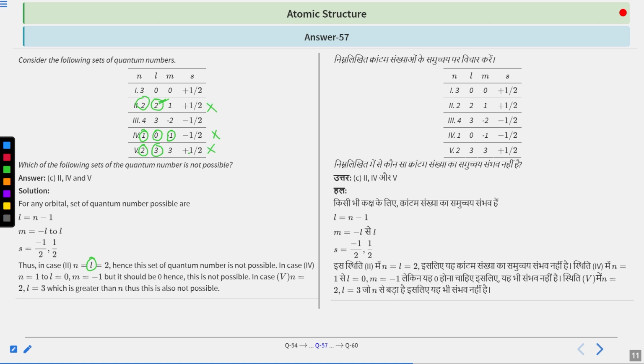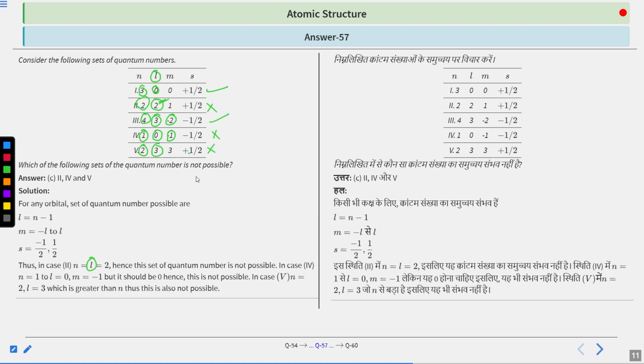See, the n value is 3. So the L value can go from 0 to 2. And what are the possible values for m? If the L value is 0, it is 0 again. Similarly, for n value 4, we can take L from 0 to 3. For an L value of 3, 7 values are possible: minus 3, minus 2, minus 1, 0, plus 1, plus 2, plus 3. So this one and this one are okay.